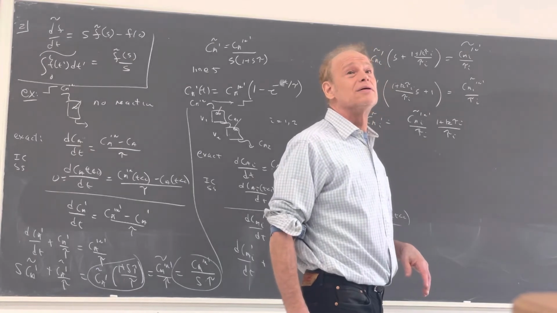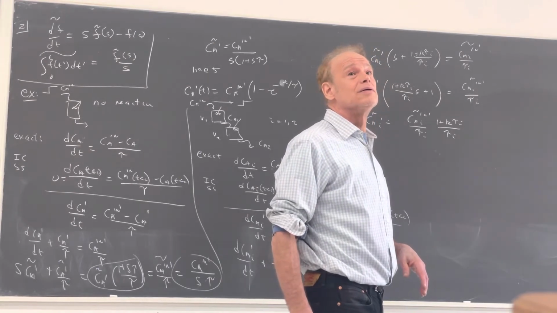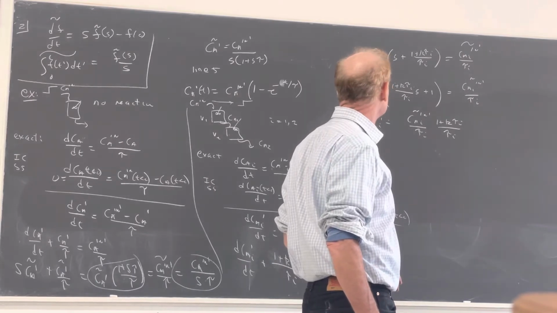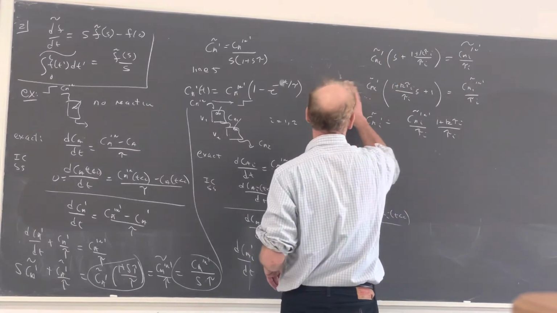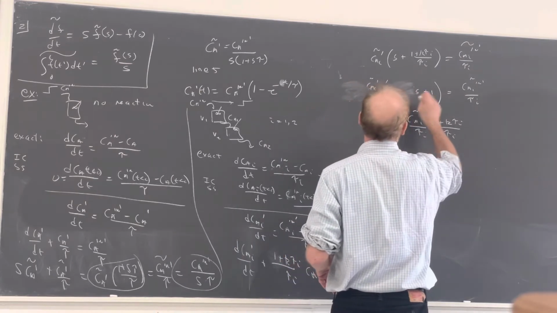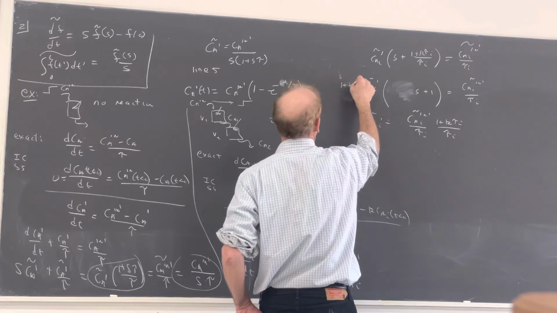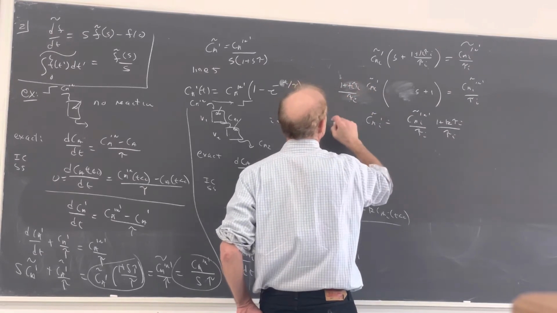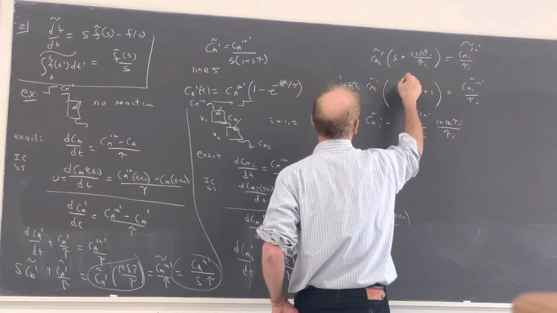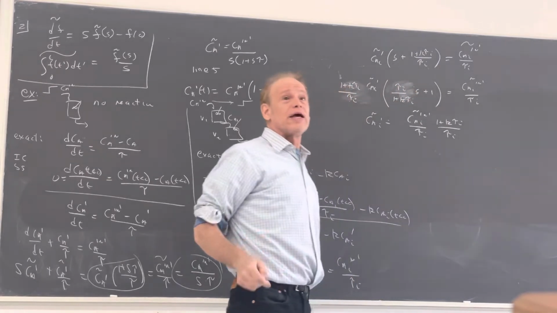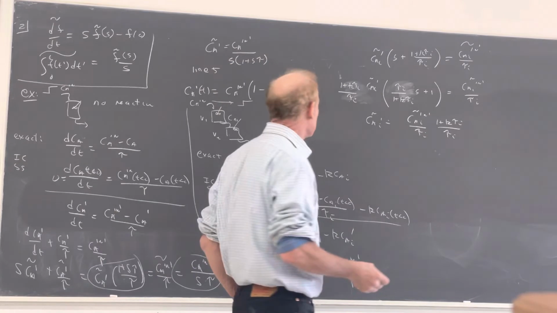Yes? Should we factor 1 plus k tau over tau to get 1? Yeah, I think I did the algebra wrong. So I factor out 1 plus k tau I over tau I. Factor that. And then here I get tau I over 1 plus k tau I. Thank you. That's what I get for not looking at it.